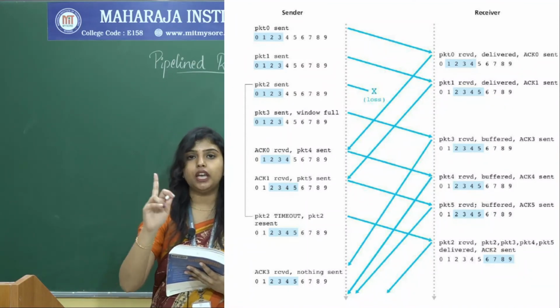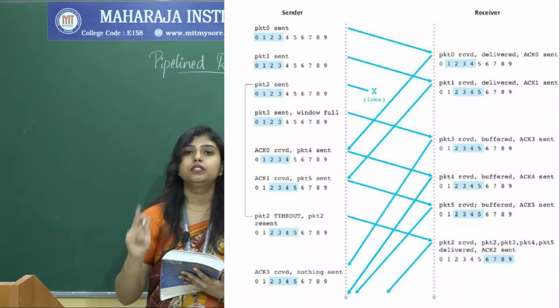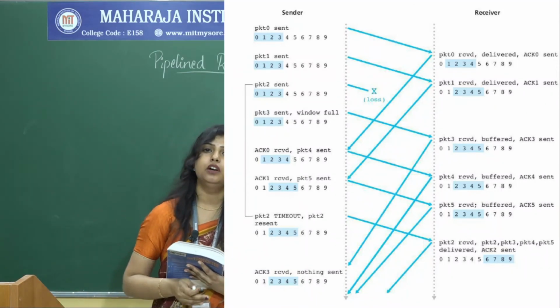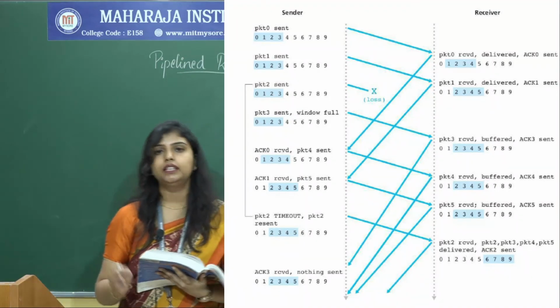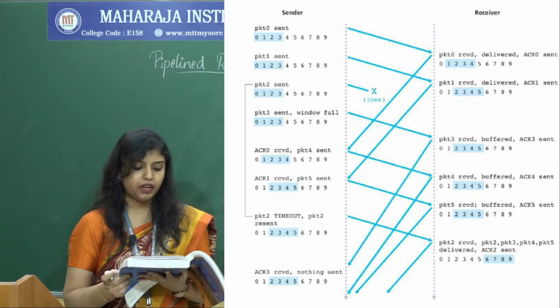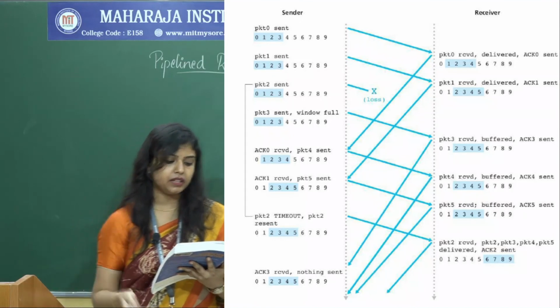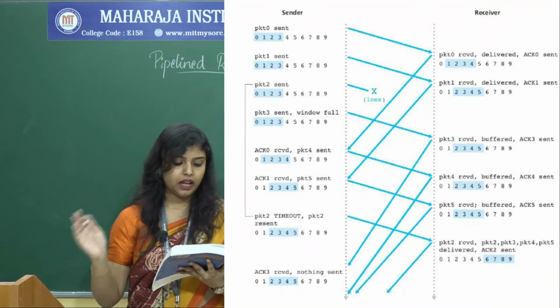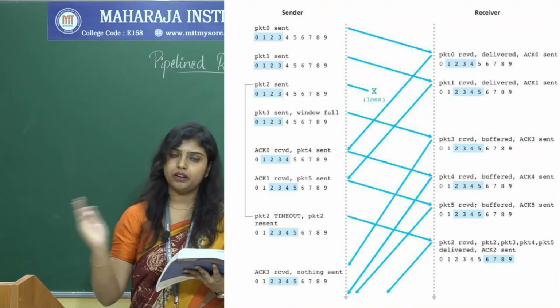while at the receiver, packet 3, even though it is received, since packet 2 has not been received by the receiver, will be buffered, and the receiver will send acknowledgement 3. Next, acknowledgement 0 is received, packet 4 is sent, acknowledgement 1 is received, and packet 5 is sent.